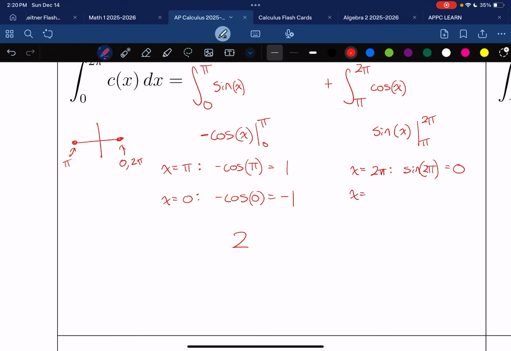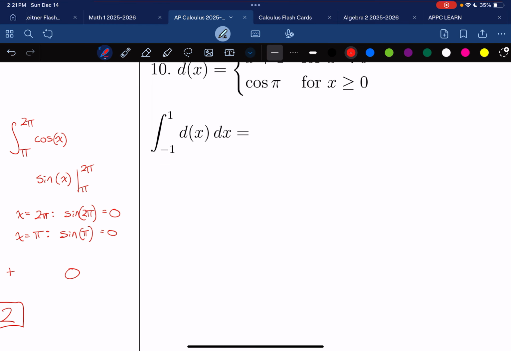What happens when x is equal to pi, though? Then you're going to get sine of pi. Well, again, pi is over here on the x-axis. I have not moved up or down. Therefore, sine of pi is also 0. And 0 minus 0 is 0. When I add the left piece and right piece together, I get the value 2.